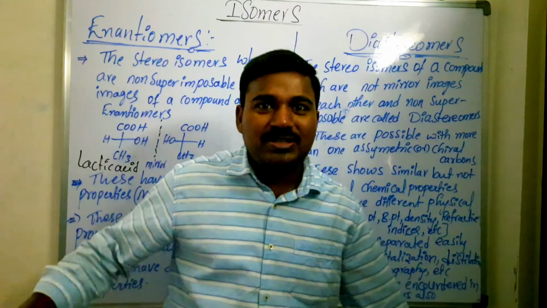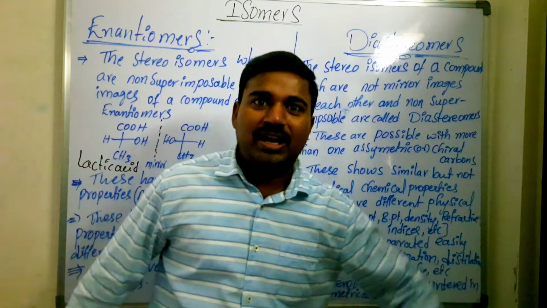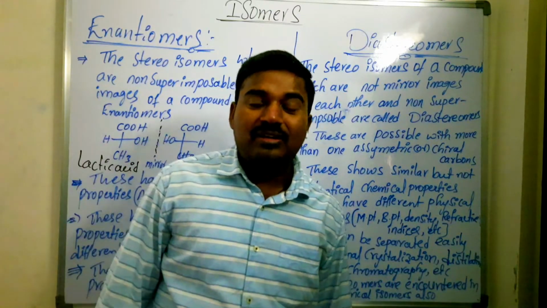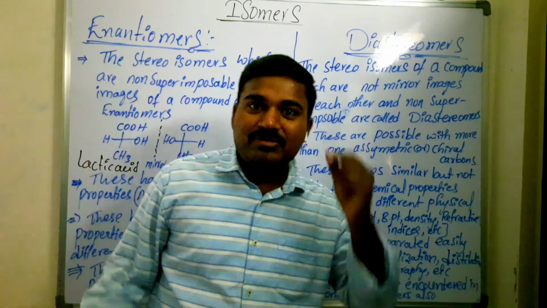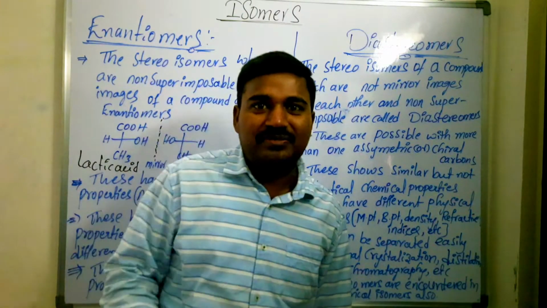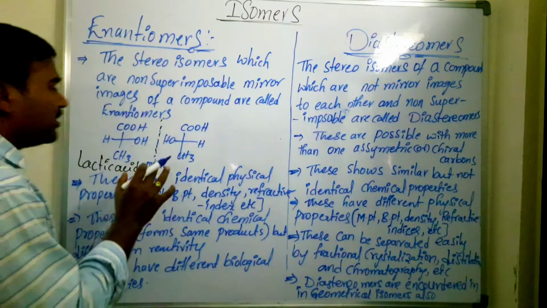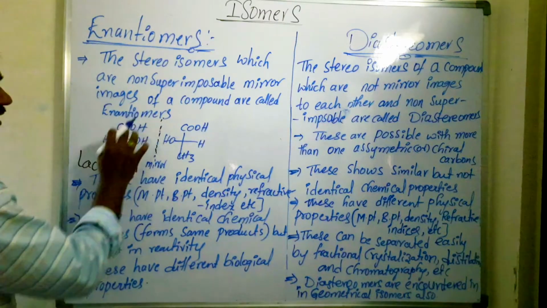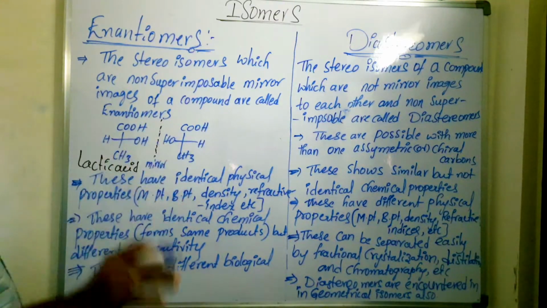But what happens? My left hand becomes the right hand, and the right hand becomes the left hand. And also my left ear becomes the right ear, and the right ear becomes the left ear. Is it or not? So here just left becomes right. That is the head. This COOH and CH3 will remain as they are.